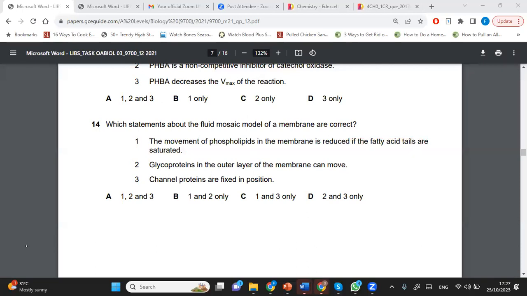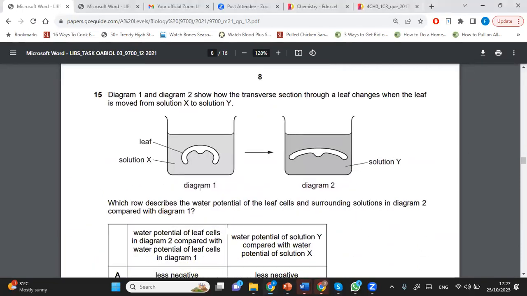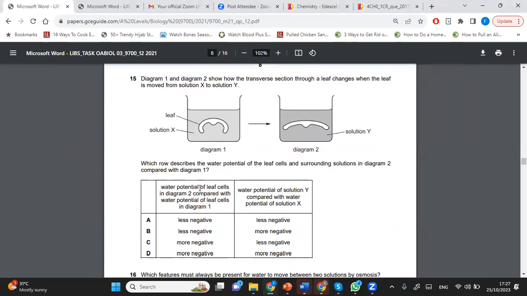After that, the question is saying diagram 1 and diagram 2 show how the transverse section through a leaf changes when the leaf is moved from solution X to solution Y. Which row describes the water potential of leaf cells and surrounding solutions in diagram 2 compared with diagram 1? So what do we think?